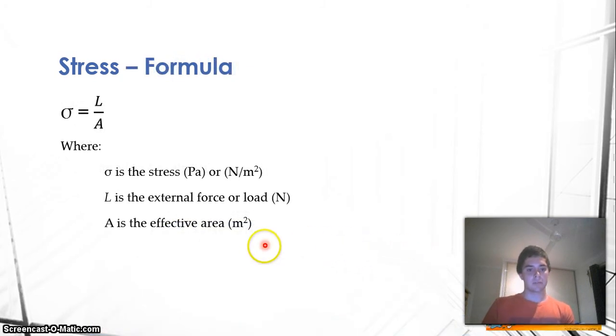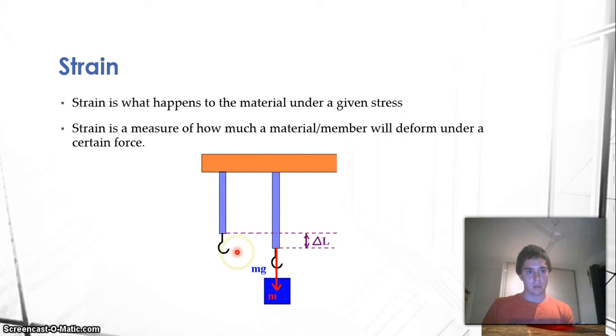Here's the formula for stress. Strain is actually what happens to the material under a given stress. In this diagram below, we have a spring with a mass attached to it. Gravity is trying to pull the mass downwards, and therefore the spring is then stretched. We can use this extension of the spring to then determine the strain. Strain is a measure of how much the material or member will deform under the certain stress.